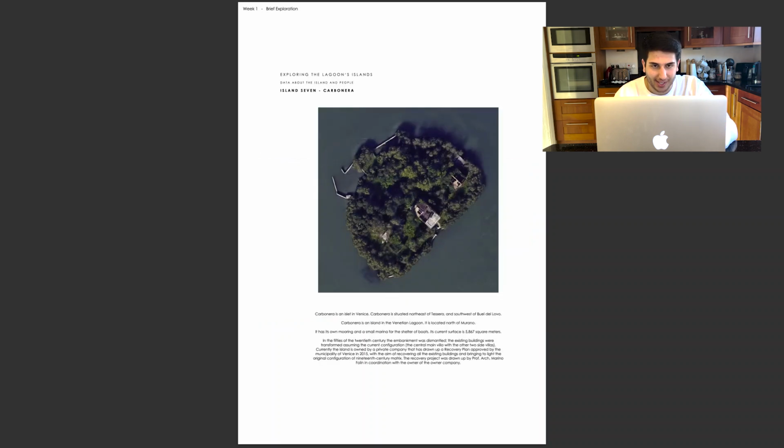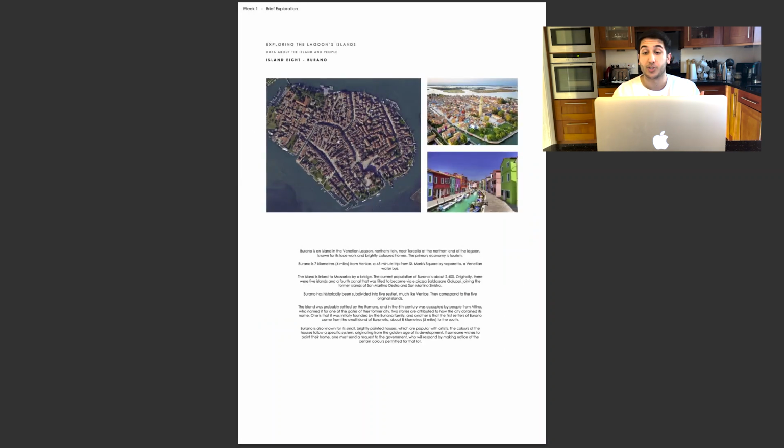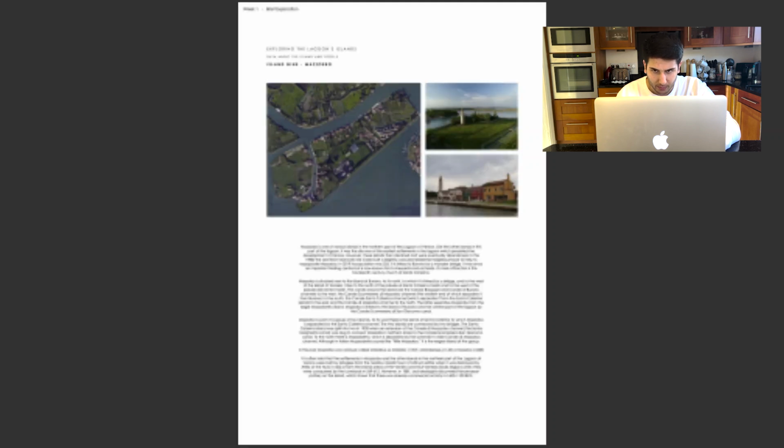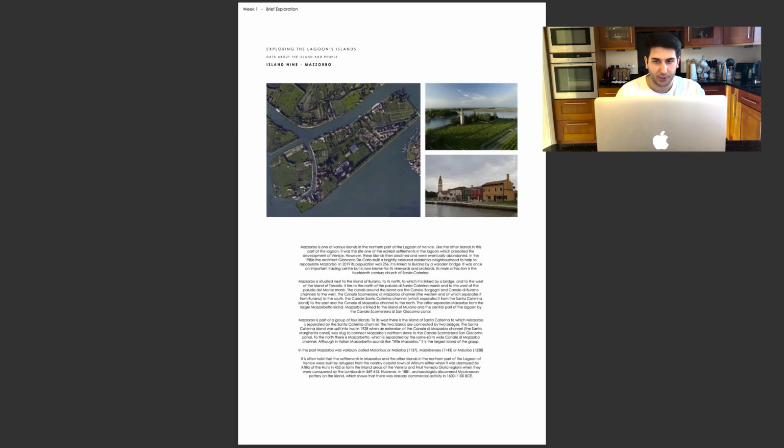Again, more island research. Burano is also one of the main islands that people in the studio are looking at. Some of them are creating their developments in response to the island. Mazorbo, I think I know one person in the studio who's working with this, and it's different levels. Obviously, we can see that Venice is such a flat, low-lying site. However, we kind of work with the topography and the levels, depending on the level and the height of the buildings on each island as well.